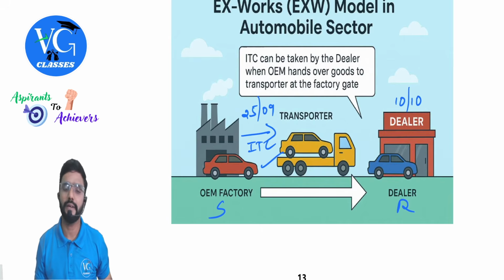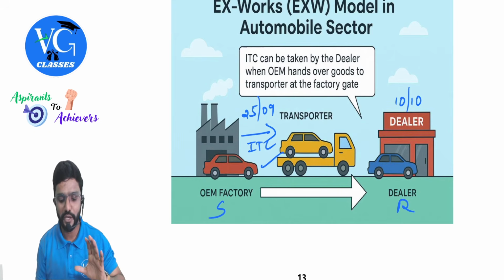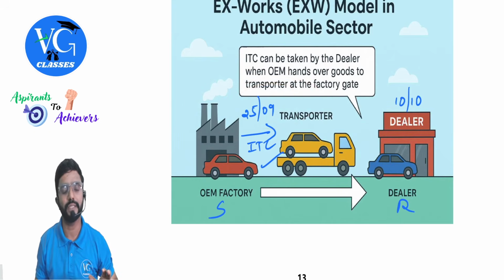So can he claim the credit? Yes, sir. Clear? Because, sir, as on 25th September, he has not yet received it. How can he use it? Yes, no problem. See, we are not telling you how to use it on 25th September itself. Even if you are intending to use it in the future, you can claim the credit.